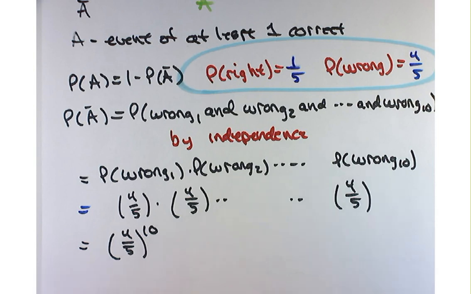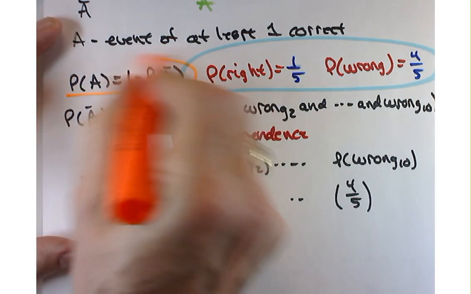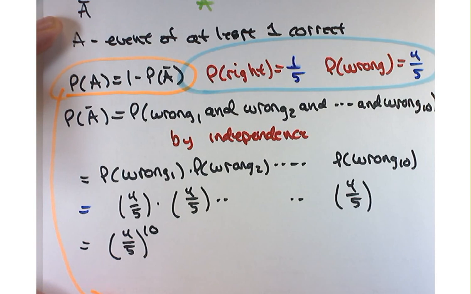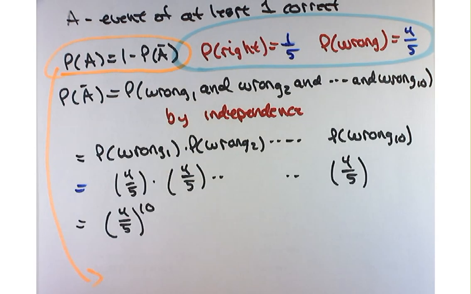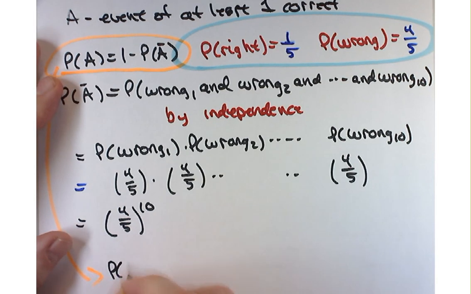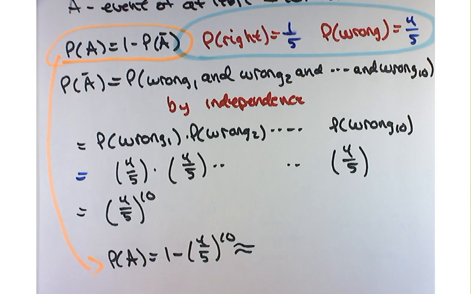That's almost the right answer, but it's not quite. What's the last thing I have to do to get the right answer? Yeah, I have to do 1 minus that. To get the probability of A, I'm going to subtract the complement. I figured out the complement. So the probability of A equals 1 minus 4/5 to the 10th. And it should be a little bit less than 90%, I'm guessing.